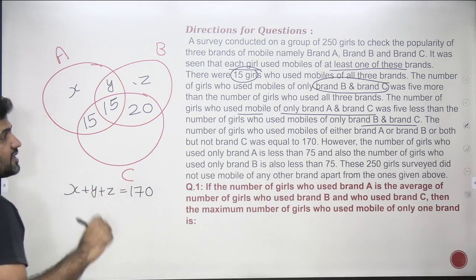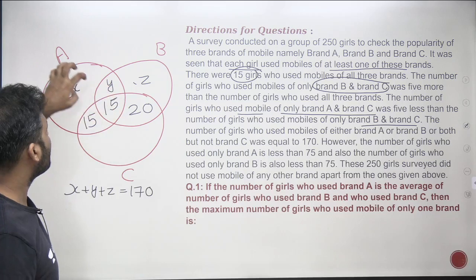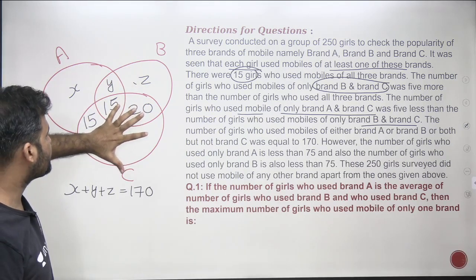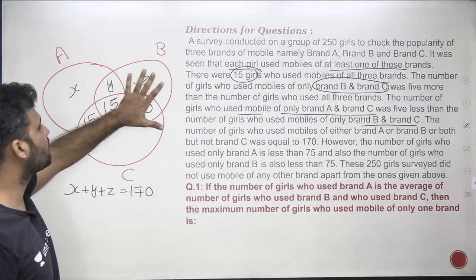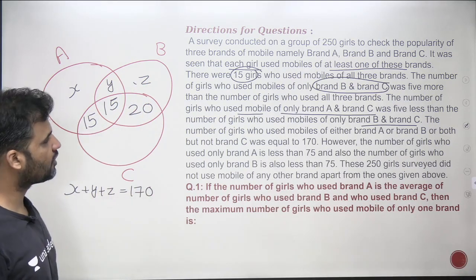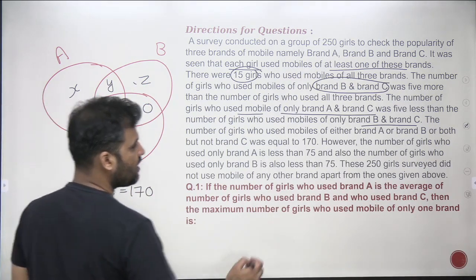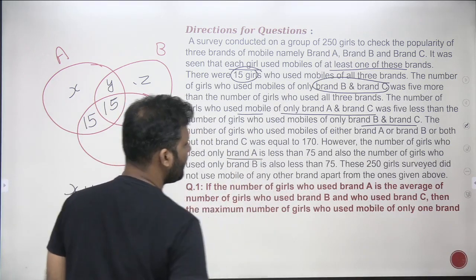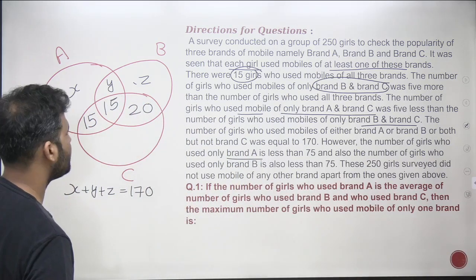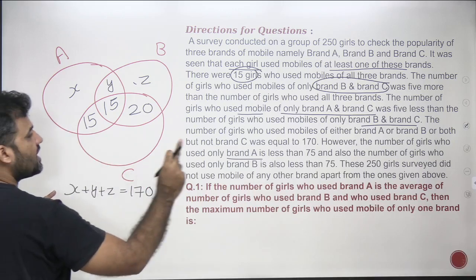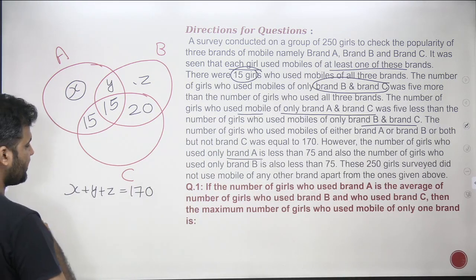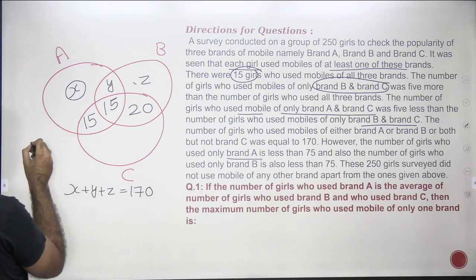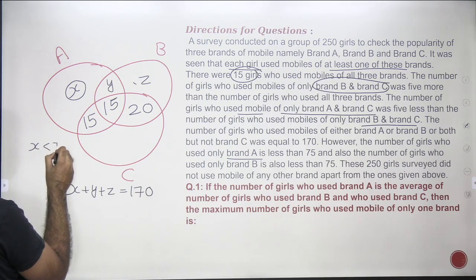Why is it 170? It says the number of girls who like A or B but not C. Not C means the girls should be outside of this circle. So these are the girls who are outside of this circle, and this value is equal to 170. However, the number of girls who used only brand A is less than 75. Here, there's a condition given that this value X should be less than 75. You need to take care that the value of X has to be less than 75.